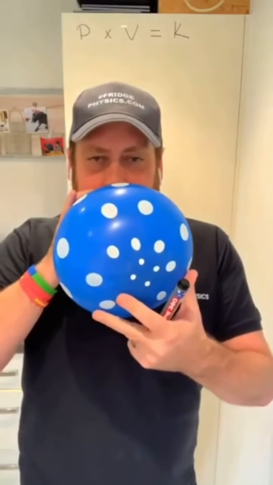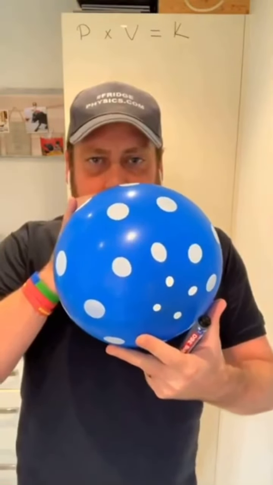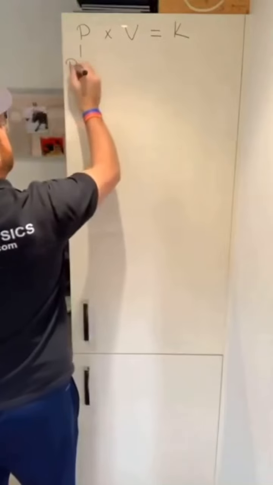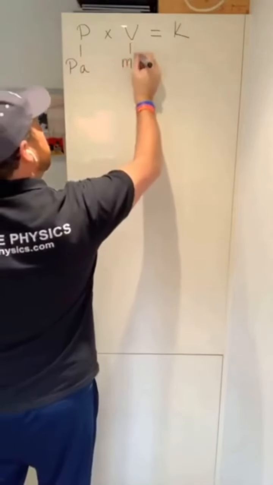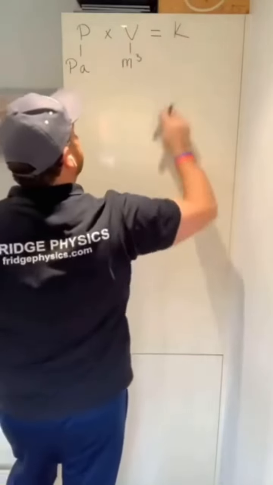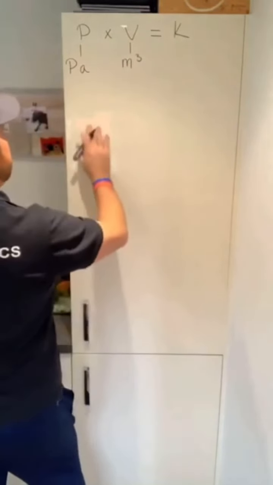But before we do, if I was to blow up this party balloon, which I have done, in a balloon, the average pressure is around about 4 kilopascals, because pressure is measured in Pascal. So 4 kilopascals is 4,000 pascals. So that's Pa. Volume is measured in meters cubed, and then we've got our constant here, which there's no unit for. So let's look at an example.